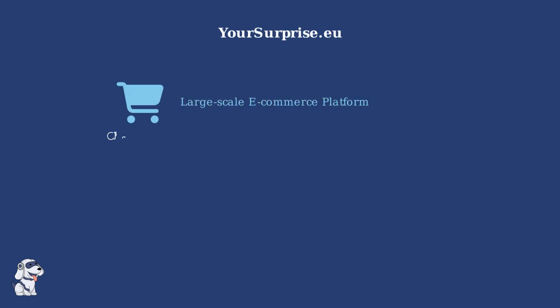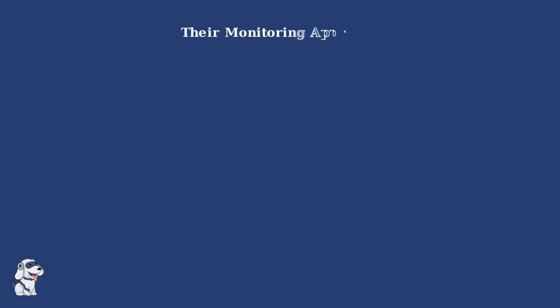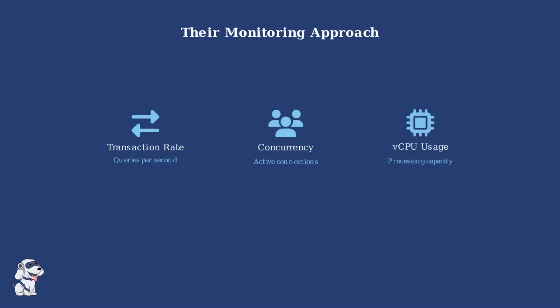YourSurprise.eu is a large-scale e-commerce platform that faces significant database performance challenges during peak shopping periods. They needed a systematic approach to manage their Cloud SQL database performance. YourSurprise.eu carefully monitors 3 critical metrics to understand their database performance. They track transaction rate to see how many queries per second their database handles, monitor concurrency to understand active connections, and watch vCPU usage to gauge processing capacity.